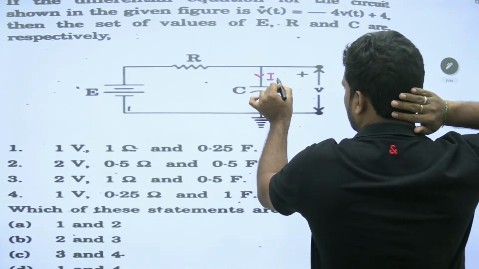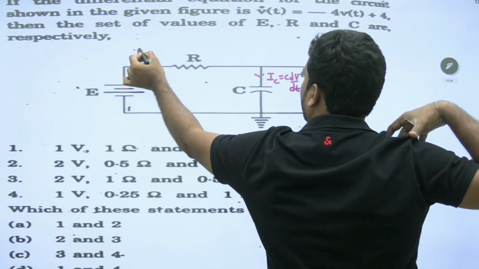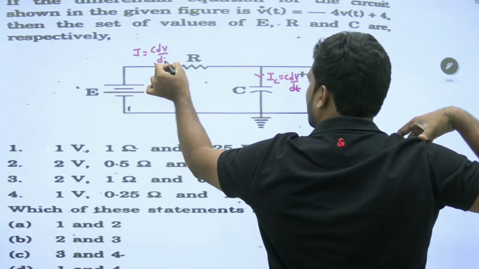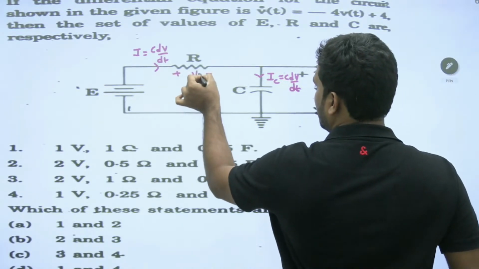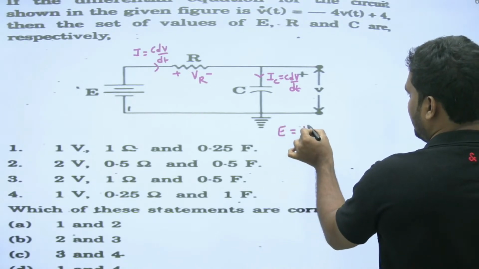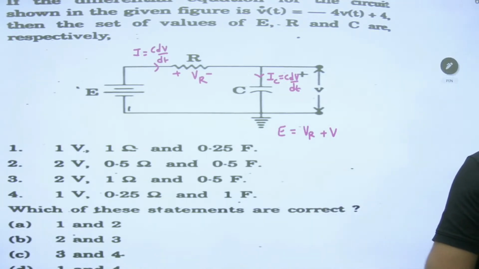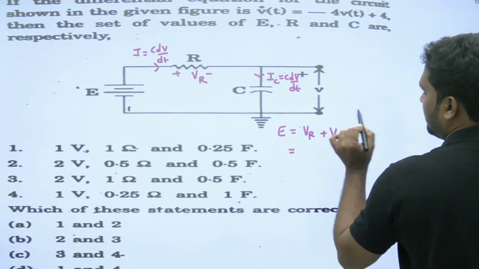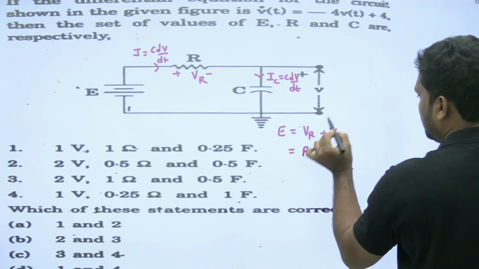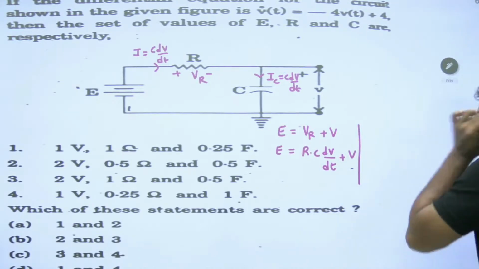So current in the capacitor is C dV by dt, right? What is this current I? It is equal to C dV by dt. Why, sir? Because in series the current is the same. If this is C dV by dt, this is also C dV by dt. So VR plus V is equal to E. What is VR? VR is equal to I times R, which is R into C dV by dt, plus V equal to E. This is the differential equation of this network, right?